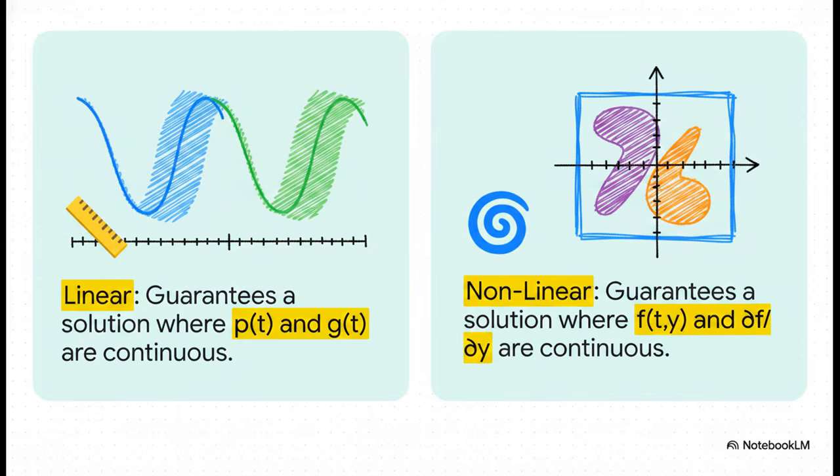For a linear equation, it's pretty simple. You just need to find the interval where the functions p of t and g of t are both continuous. Easy. But for a nonlinear equation, the rules are stricter. Both the function itself and its partial derivative with respect to y have to be continuous in a little box around your initial point. It's a super common mistake to mix these two up, so make sure you know which one to apply and when.